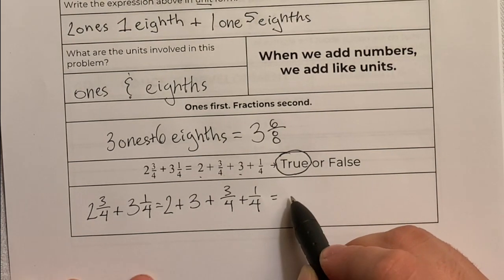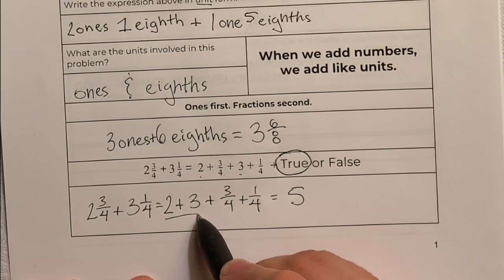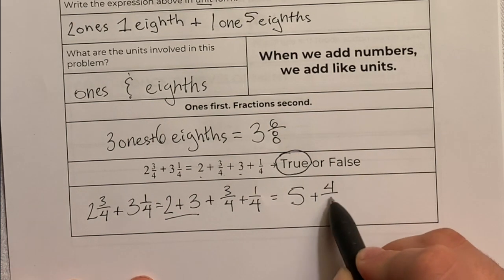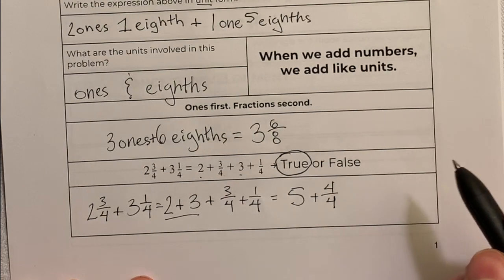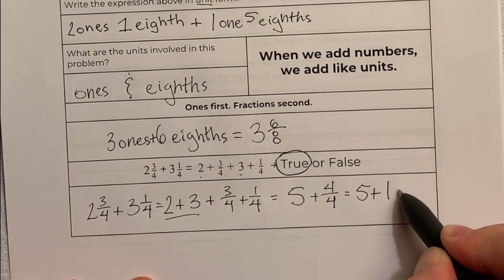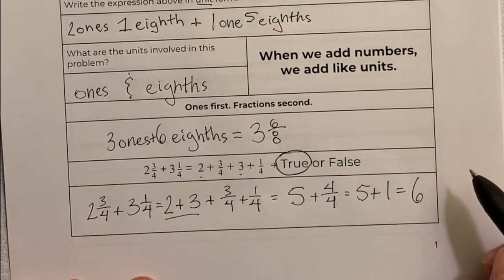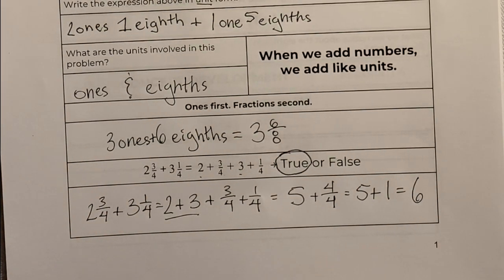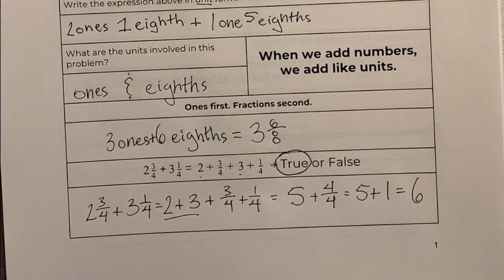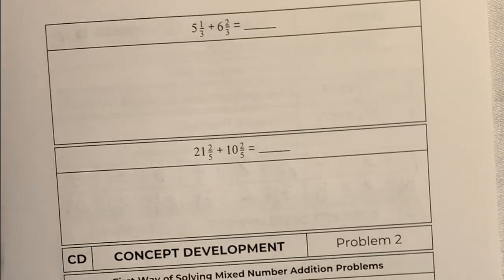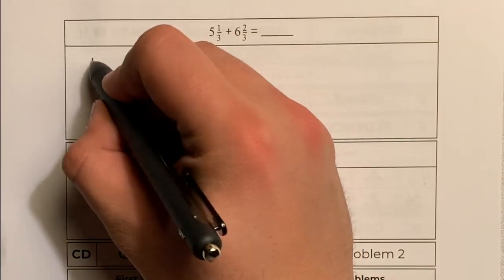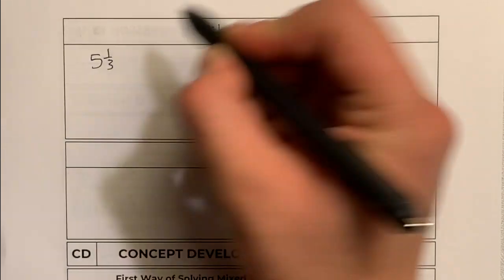So that equals 5, 2 plus 3 is 5, and 3/4 plus 1/4 is 4/4. 4/4 is the same as 1, so 5 plus 1 equals 6. So we didn't need to write all of this part down. If we just reorganize it with the whole numbers, that also works. And here's another practice problem. So we do the ones first. I'm going to rewrite it for this one so you can see that process again.